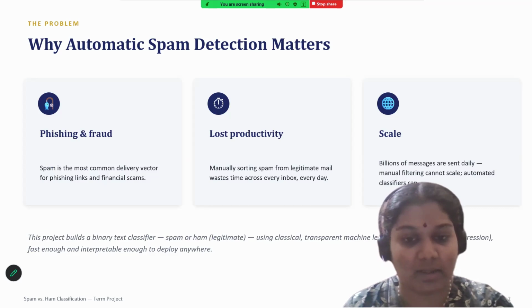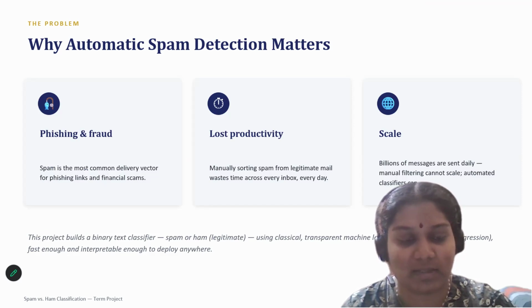Spam is the main delivery vector for phishing and financial scams. It wastes time sorting manually, and at the scale of billions of messages every day, manual filtering just doesn't work. So the goal here was a classifier that's fast, transparent, and accurate, using TF-IDF and logistic regression rather than a heavy pre-trained model.